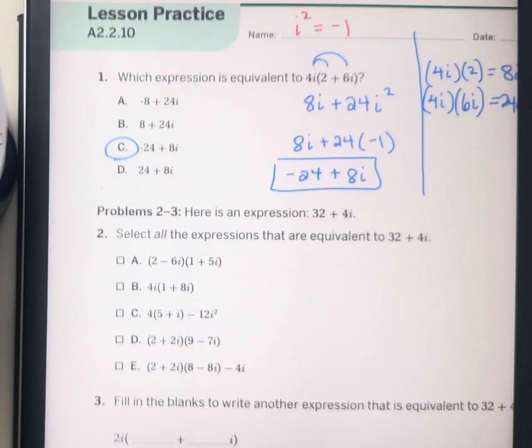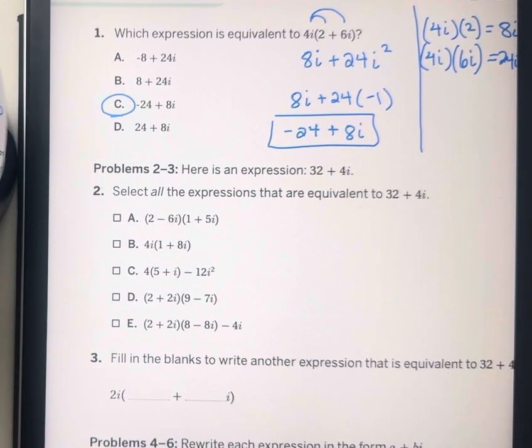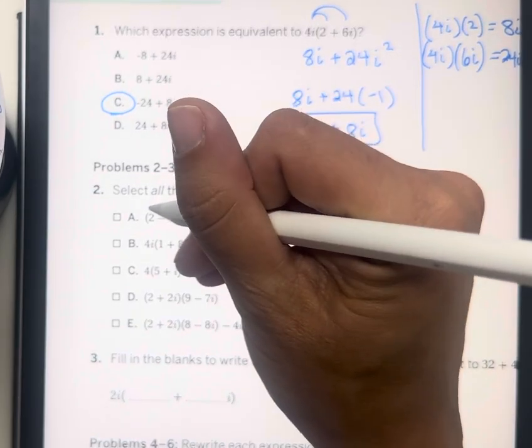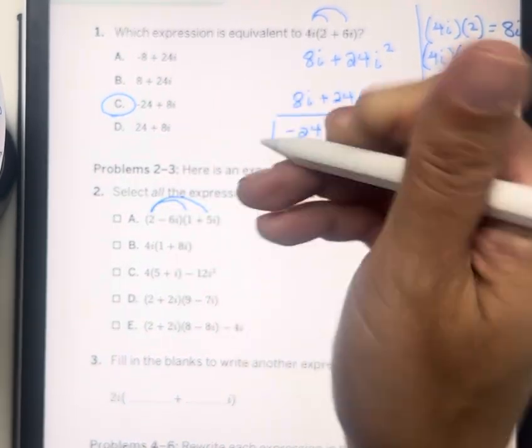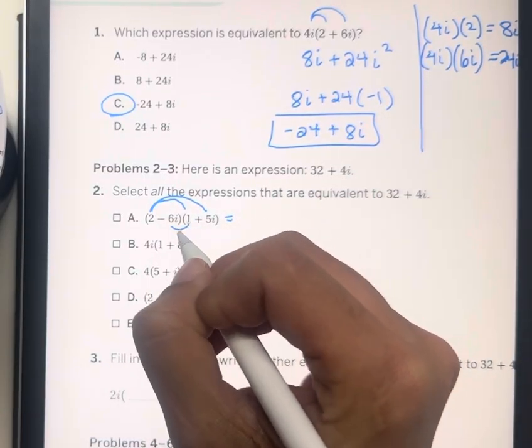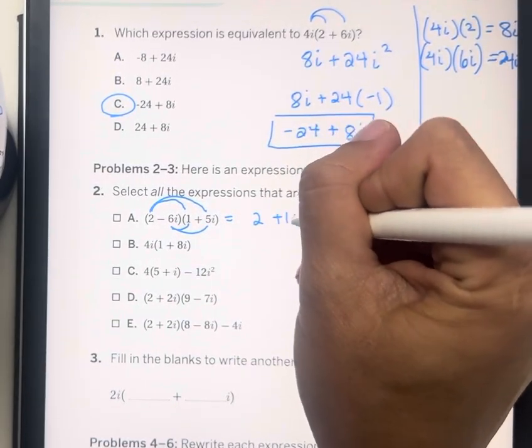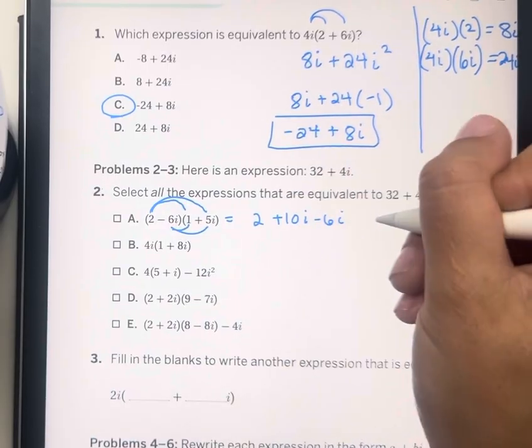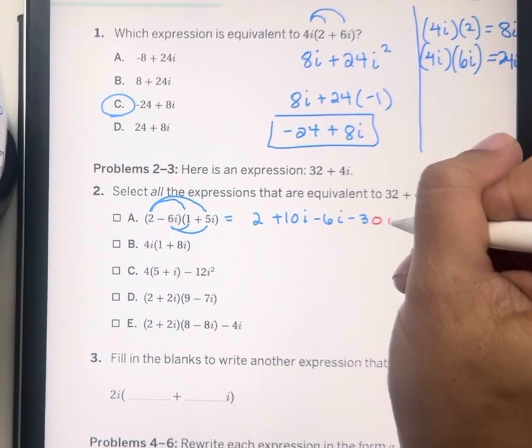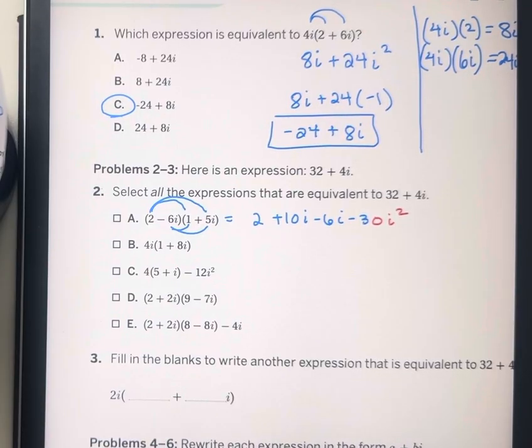And number 2. That's a sneaky question. It looks like it's just one question. It's really 5 questions. So you've got to simplify all of them to see which are equivalent to 32 plus 4i. Okay? I know, I feel the same. So distribute the 2. Distribute the -6i. So this is 2 plus 10i minus 6i minus 30i squared.